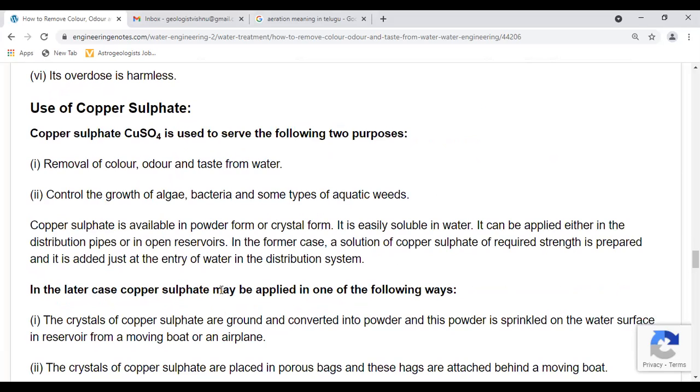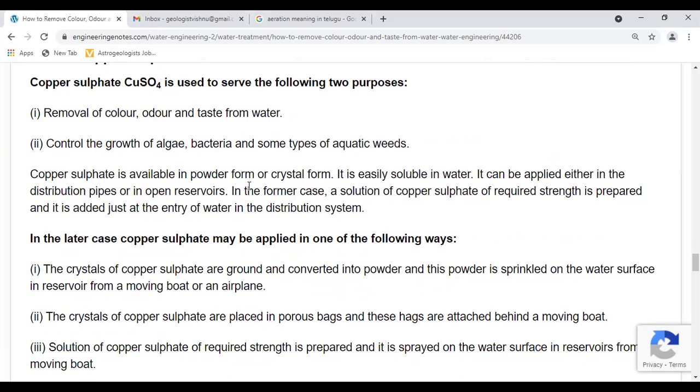Use of copper sulfate. Copper sulfate, CuSO4, is used to serve the following two purposes: removal of color, odor, and taste from water, and control of the growth of algae, bacteria, and some types of aquatic weeds. Copper sulfate is available in powder form or crystal form. It is easily soluble in water. It can be applied either in the distribution pipes or in open reservoirs.